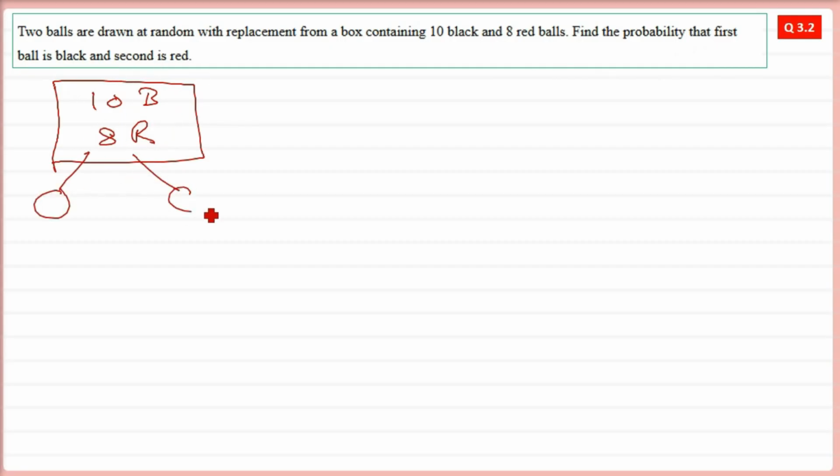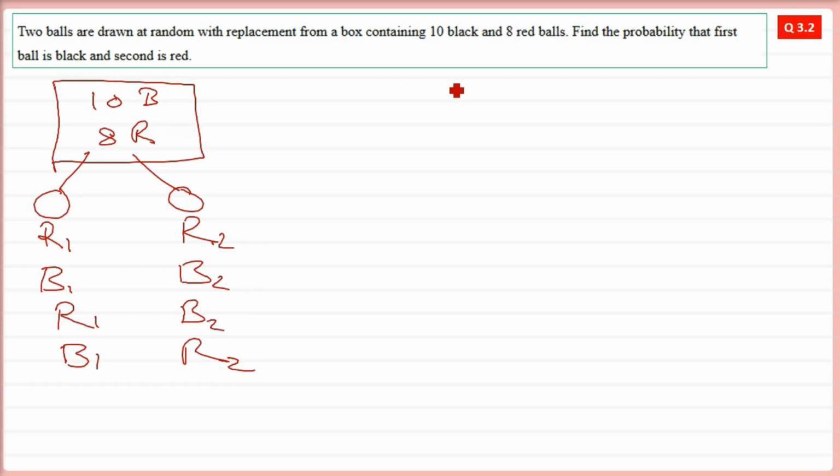Now there are 2 balls being drawn. The first can be red, second can be red, first can be black, second can be black, first can be red, second can be black, or the reverse. So these are both red, both black, then the inversions, that is red black or black red. I'm writing it as 1 and 2 just to show that these are 2 separate balls.